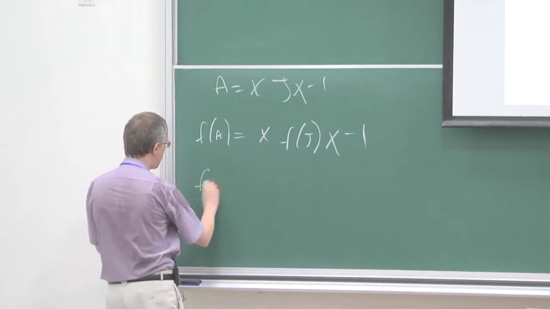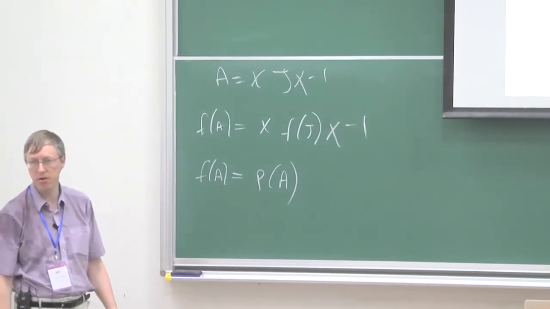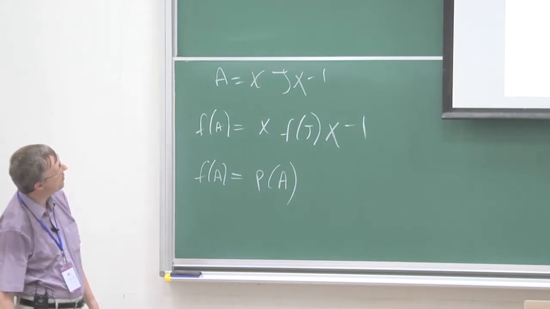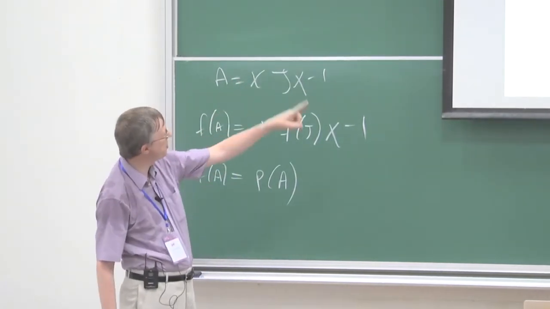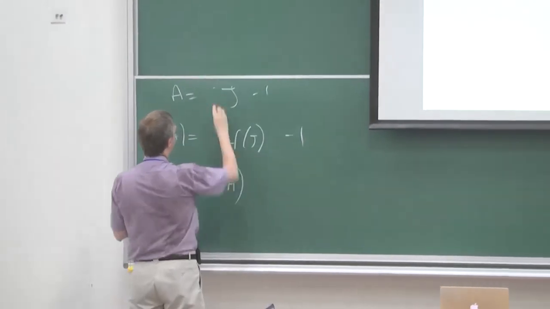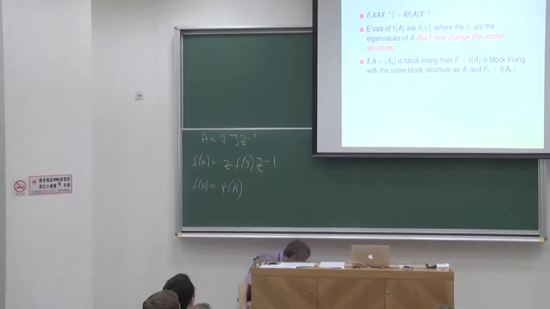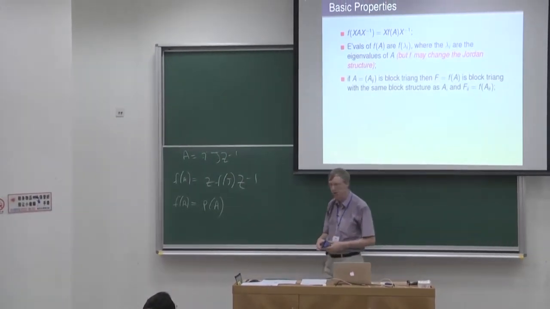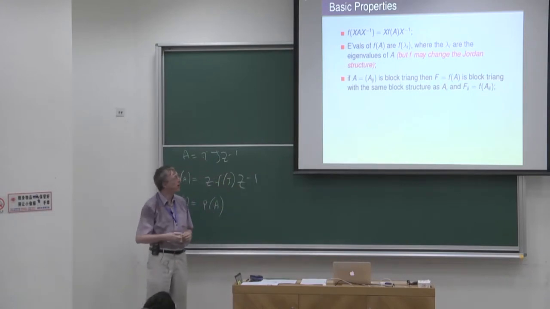And the other definition was that f of A was a certain polynomial in A, where p is an interpolating polynomial to the eigenvalues and their derivatives. So from the first definition, I think the first property up there is clear, although the X up there is not the same as the X here, so let me call this Z instead, just to avoid confusion. If you transform A by a similarity, the claim is that what you get is the same similarity applied to f of A. So f of the similarity is the similarity of f of A.